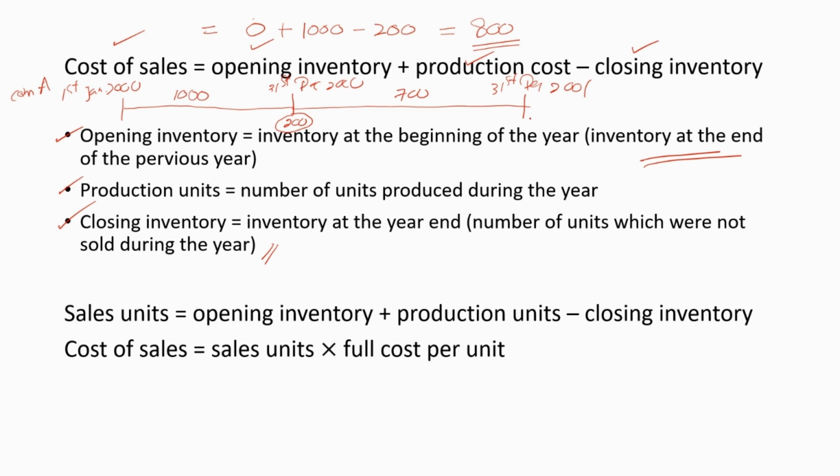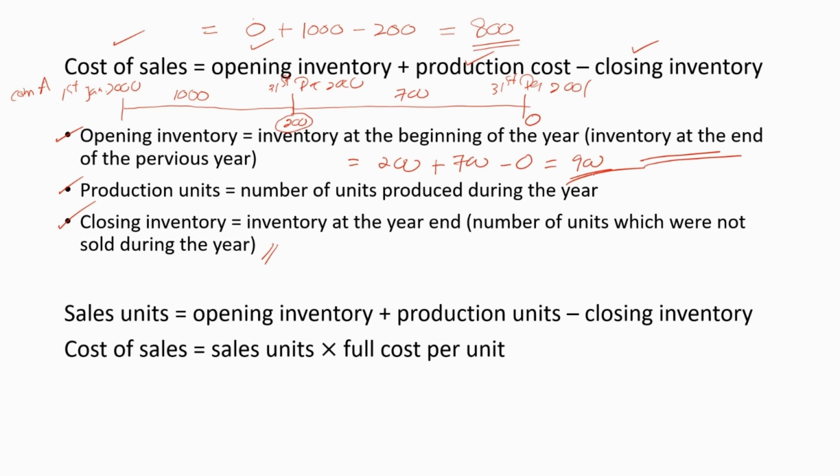So now let's say they do not have closing inventory. So closing inventory will be 0. So the number of sales units during the year is equal to opening inventory, which is 200, plus they have produced 700, minus 0, which means they have sold 900 units during the year. This is how we calculate the number of sales units using the opening inventory, production units and closing inventory.